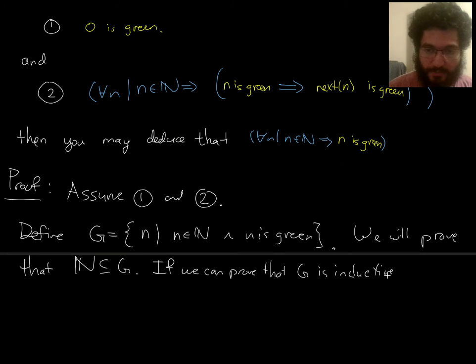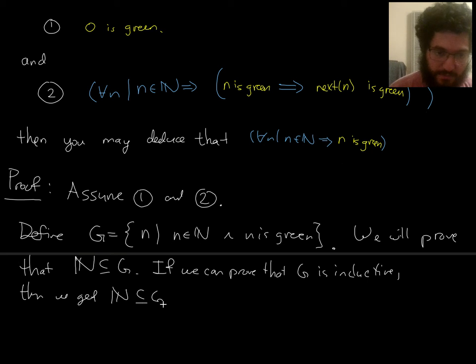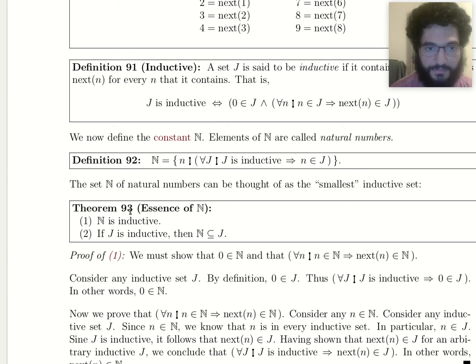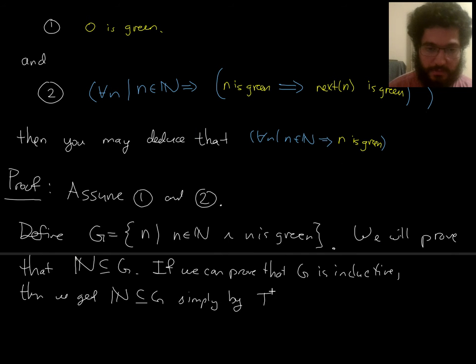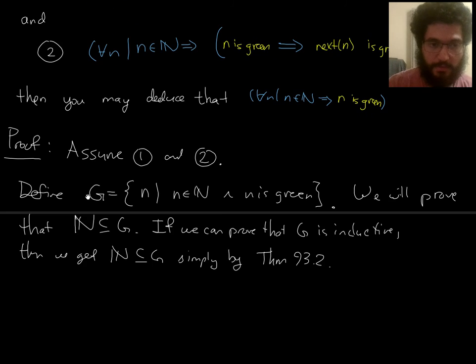So if we can prove that G is inductive, then we get n is a subset of G simply by essence of n, theorem 93.2. So now the goal becomes prove G is inductive.